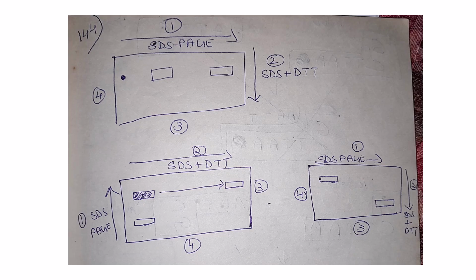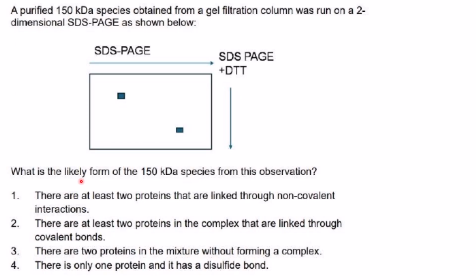Okay, now come to the question. What have they asked? What is the likely form of the 150 KDa species from this observation? There are at least two proteins that are linked through non-covalent interaction. Yes, that is the answer. I already told you, it is because just by application of SDS-PAGE you got two bands. And SDS-PAGE breaks down the non-covalent interaction, not covalent bonds. So that makes option 2 wrong. Two proteins in the complex that are linked through covalent bond is not correct.